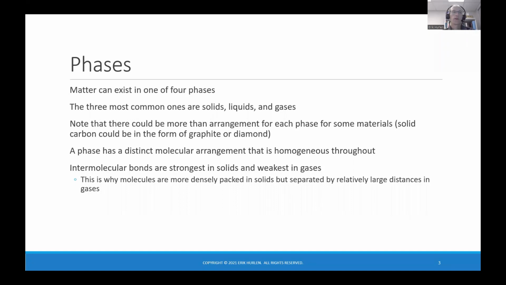As you probably know, matter can exist in any one of 4 phases. The 3 most common ones are solids, liquids, and gases, with the 4th being a plasma, but we won't be dealing with those in this class. Intermolecular bonds are strongest in solids and weakest in gases.